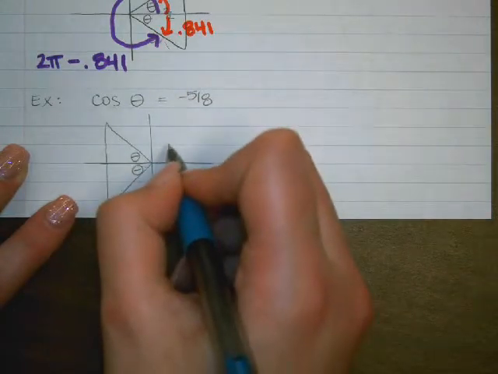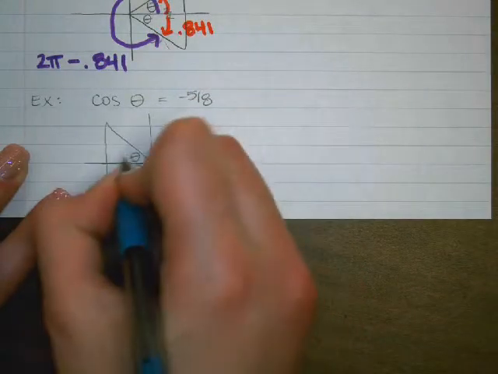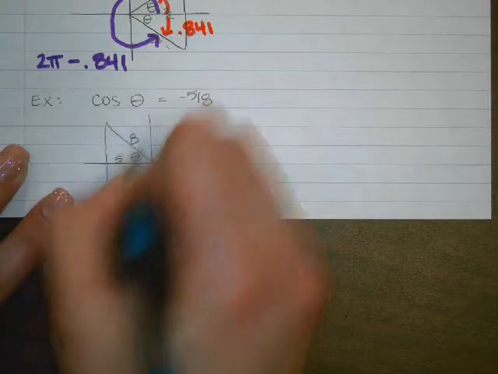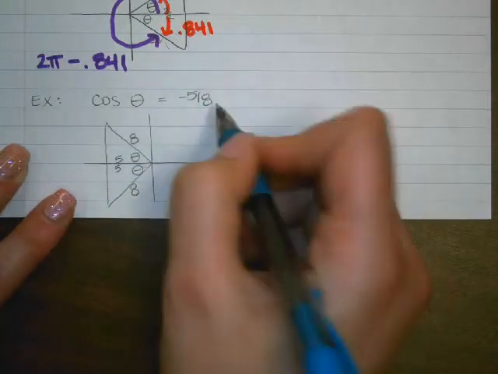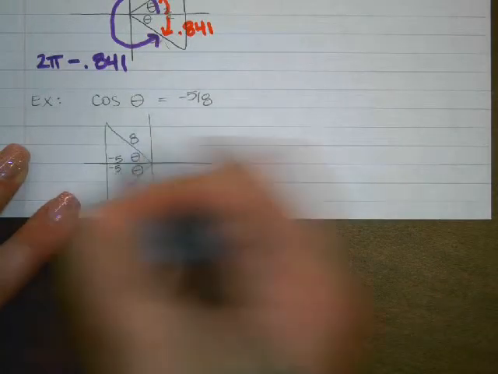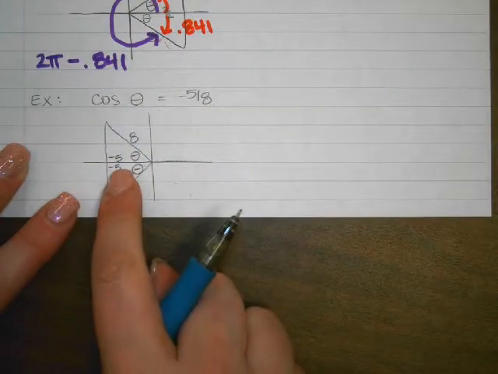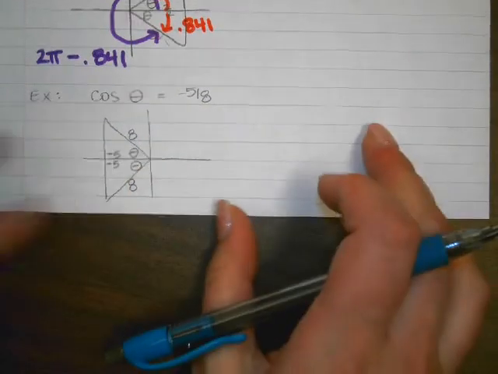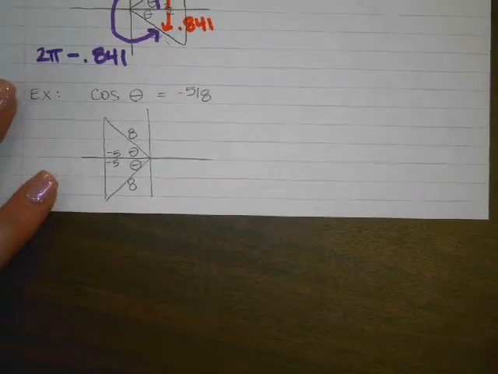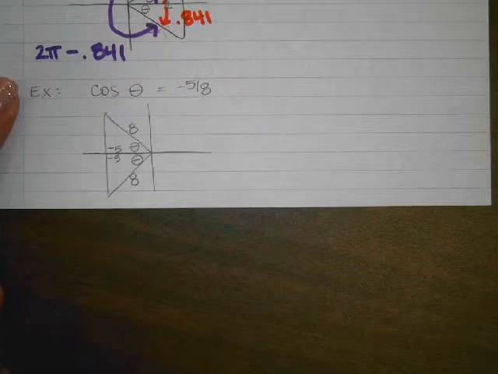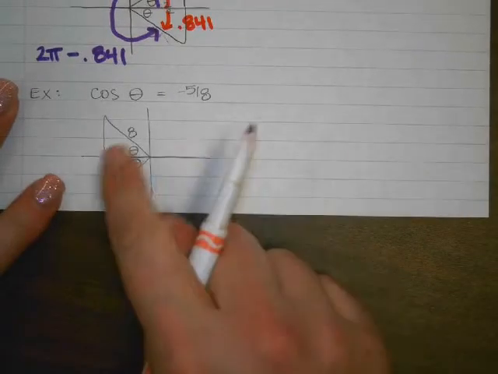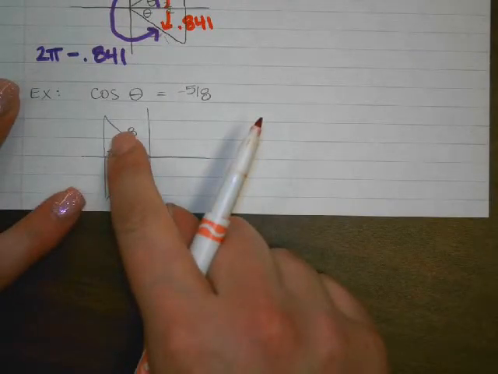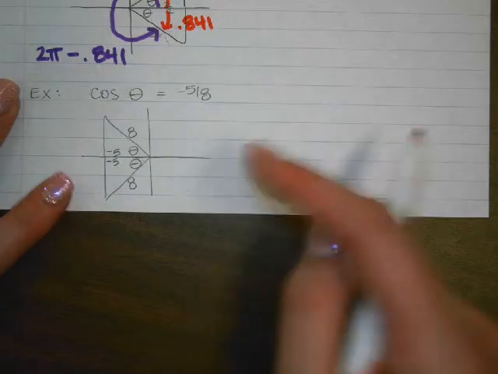So adjacent over hypotenuse would be 5/8. Again, the hypotenuse is always positive, and so this adjacent side would be left 5, and that makes that the negative. All right, and so here, if we remember how cos inverse functions, we have a second quadrant picture, and so our answer is going to be in the second quadrant.